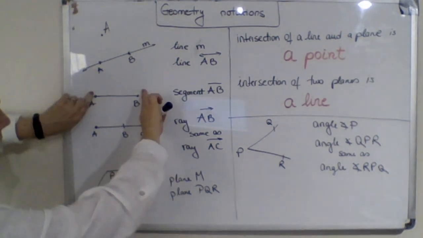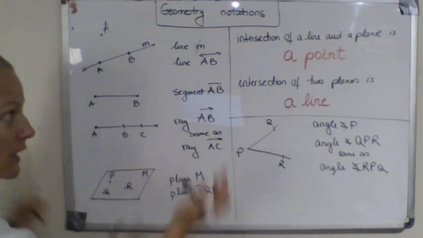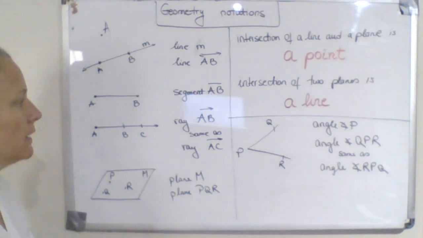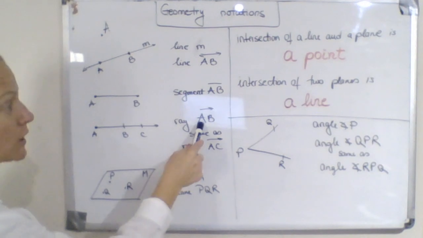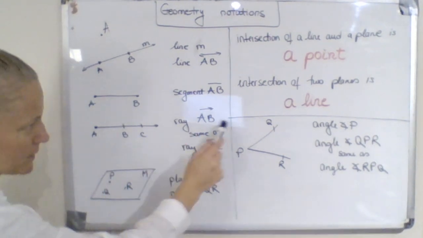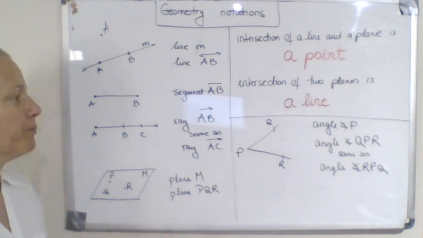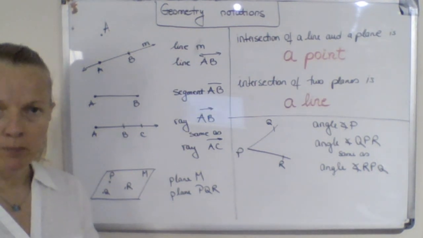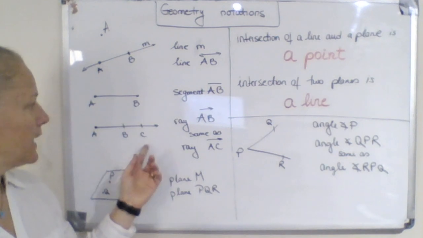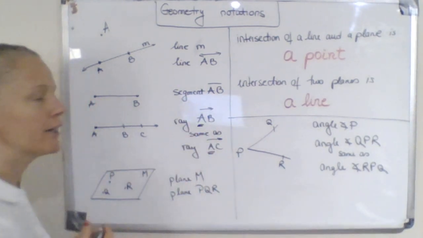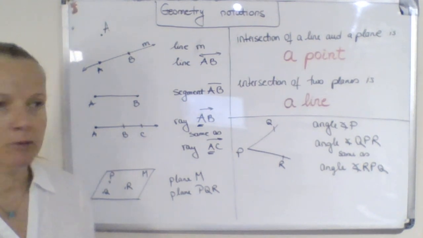A segment has a beginning and an end. It's named by two capitalized letters, and the symbol just starts and ends. There's nothing there. The ray will always start with its vertex, and then it keeps going. I made this notation here just to remind you. Two rays are the same, even if they use two different letters, if they have the same vertex, so they start with the same letter, and they go in the exact same direction.